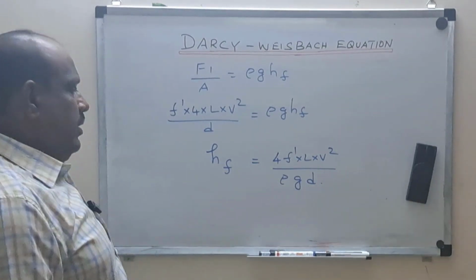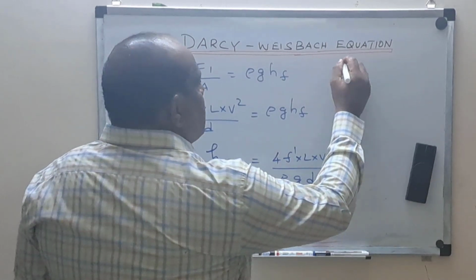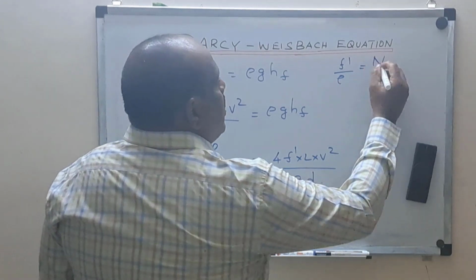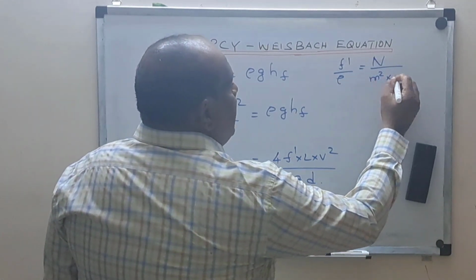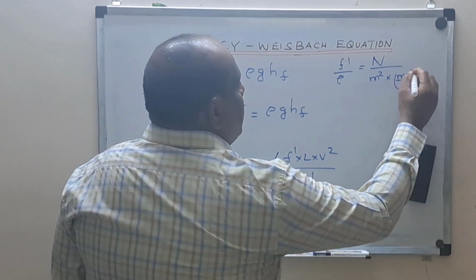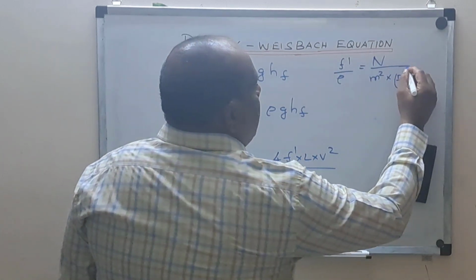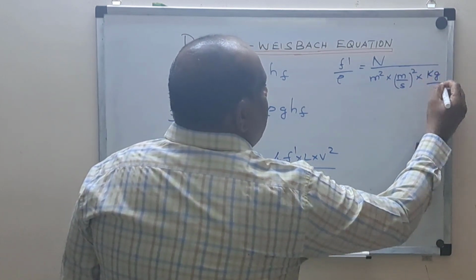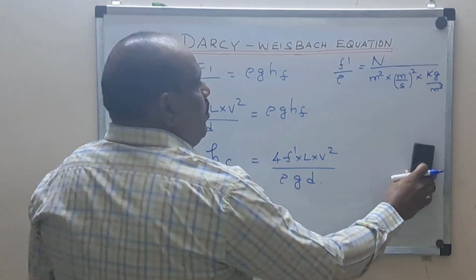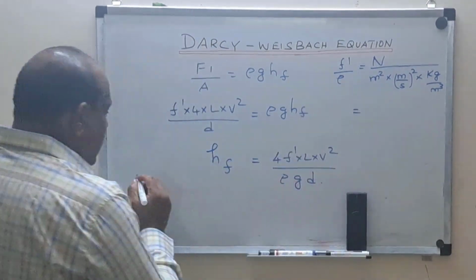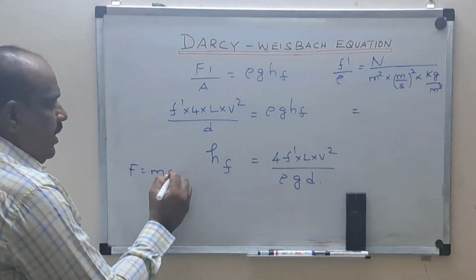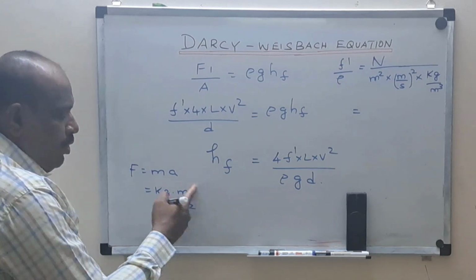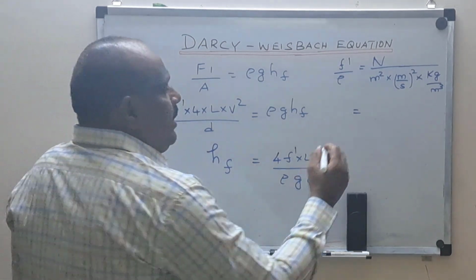Very simple mathematical work. Now let us try to find what is f dash by rho. What is f dash? What is the unit of f dash? Newton per meter squared into meter per second whole squared. This is the unit of F dash. Okay. So now what is the unit of rho? It is kg per meter cube. Why? Mass by volume. So kg per meter cube. Now what is Newton? Newton is force, force equal to m into a. So Newton can be written as kilogram into meter per second squared. So instead of Newton, I can write kilogram meter per second squared.